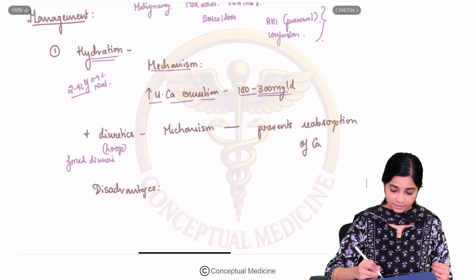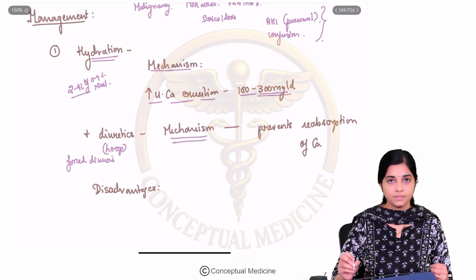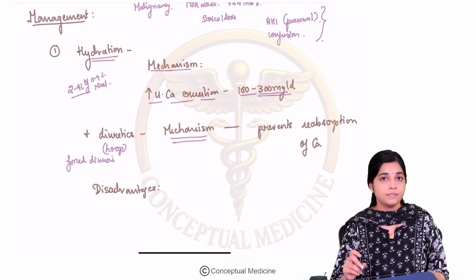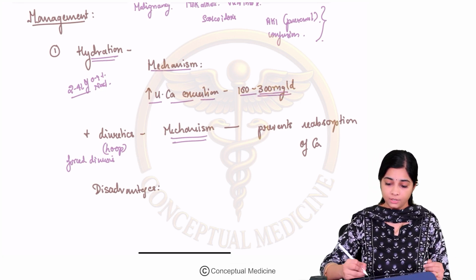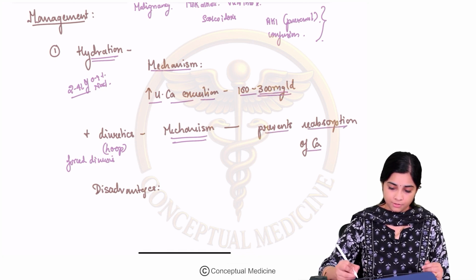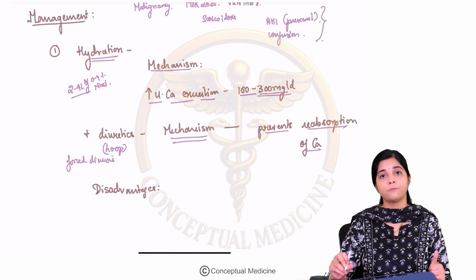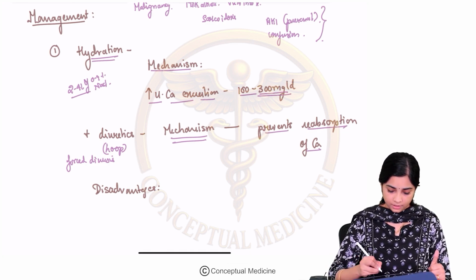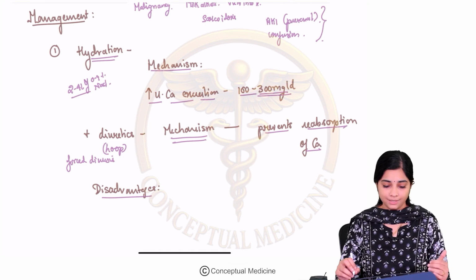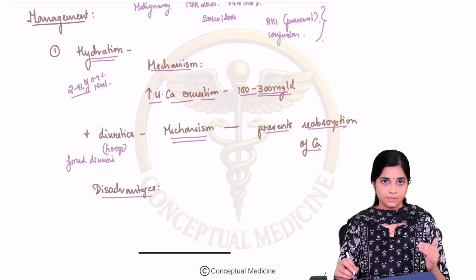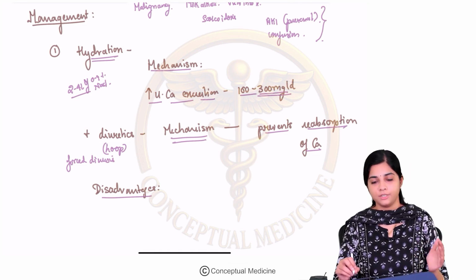So what is the mechanism here? Hydration will help in increasing the urinary calcium excretion, but we have to ensure that it is not reabsorbed again. So this prevents the reabsorption of calcium. So this is about your forced diuresis. Then what are the disadvantages of this kind of treatment with hydration and diuresis?